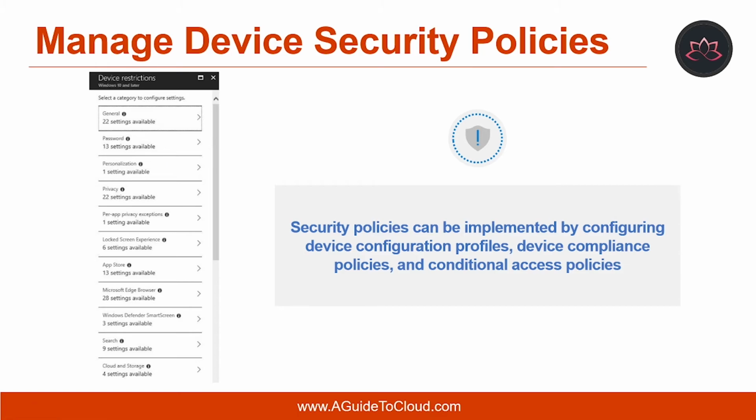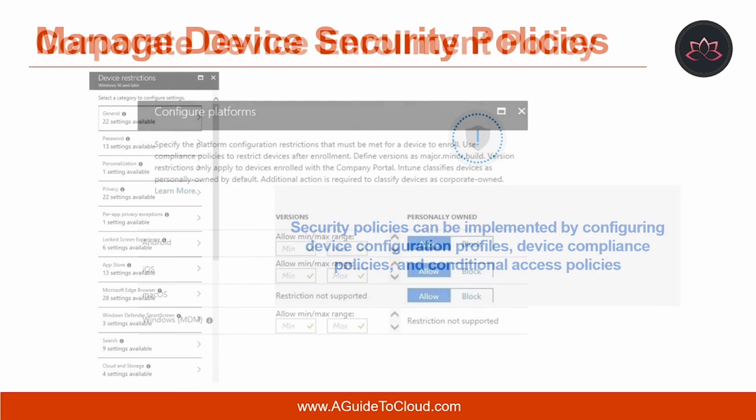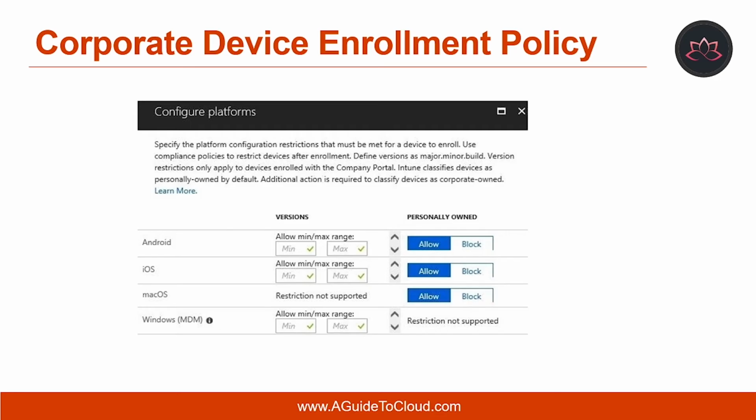In a device configuration profile, you can specify how a specific device setting should be configured. For example, you can configure password settings, lock some of these devices' features, and limit access to cloud storage and App Store. Let's understand how to define corporate device enrollment policy.